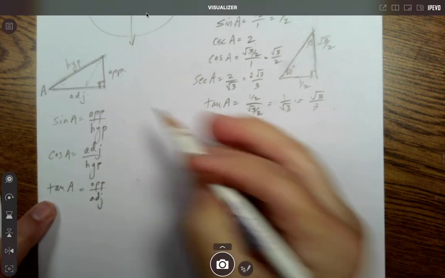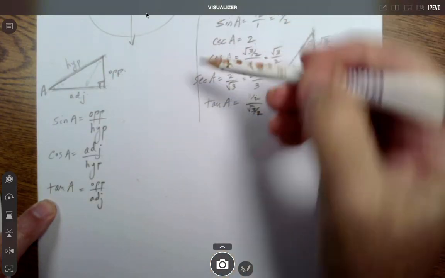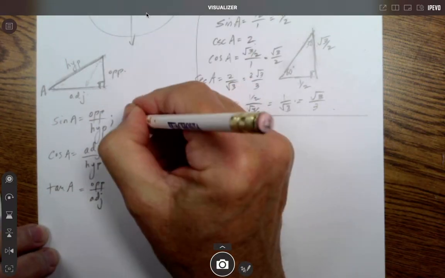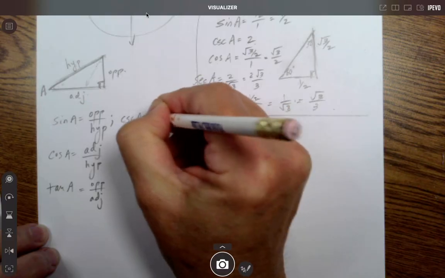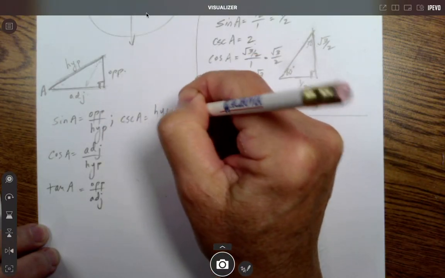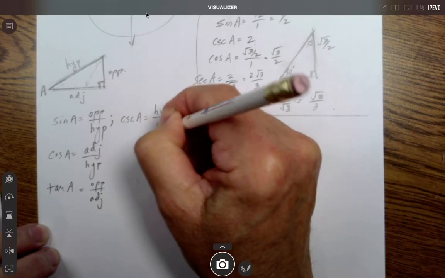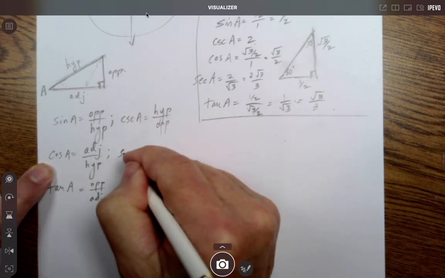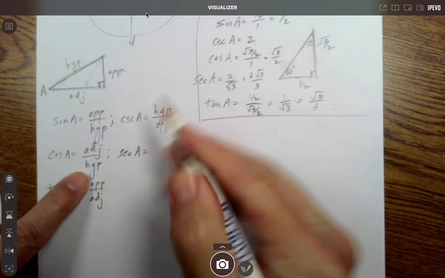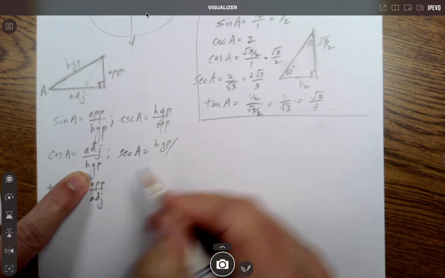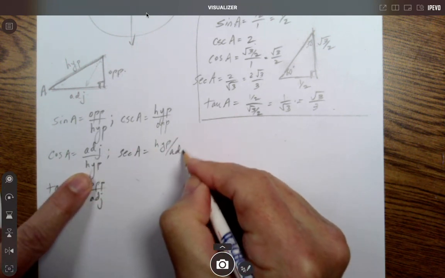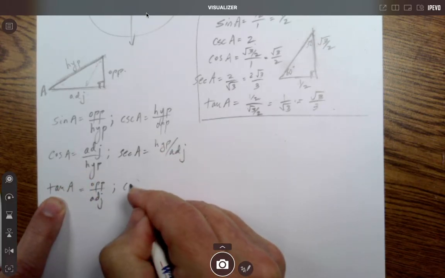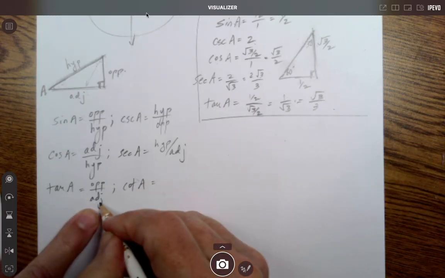All right, let's talk about the reciprocal functions. The reciprocal of sine is cosecant. So you just flip that over. It'd be hypotenuse over opposite. And then the reciprocal for cosine is secant. So I'd flip that over. That'll be hypotenuse over adjacent. And the reciprocal function for tangent is cotangent. And that would be adjacent over opposite.